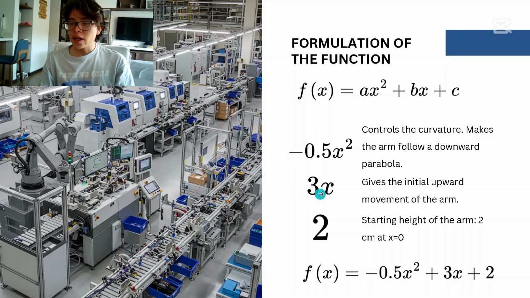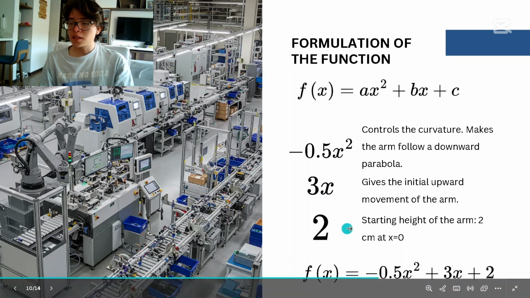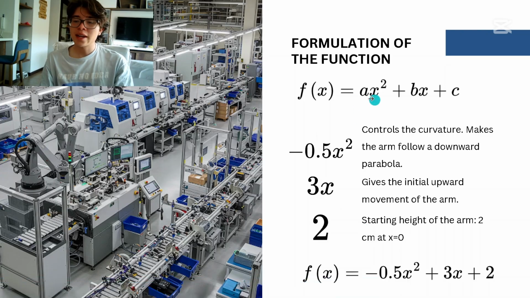We also have this 3x, which gives the initial upward movement of the arm. Something interesting about this point is that when we set x equal to 0, the slope at that point will be 3, like a linear equation, but just when x equals 0. Also, we have this 2: when we set x equal to 0, we get that our initial position will be 2. It means that our initial point is (0, 2).